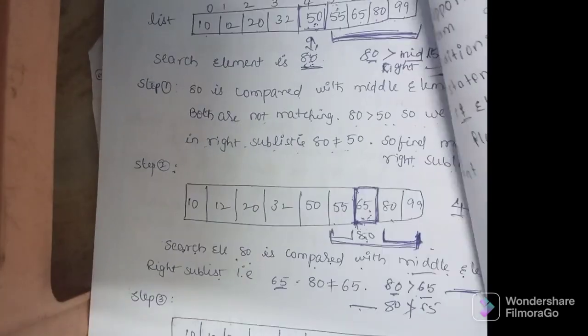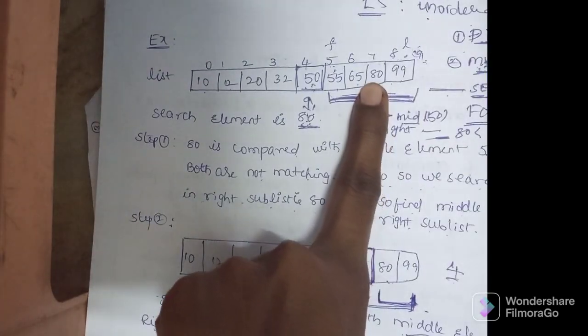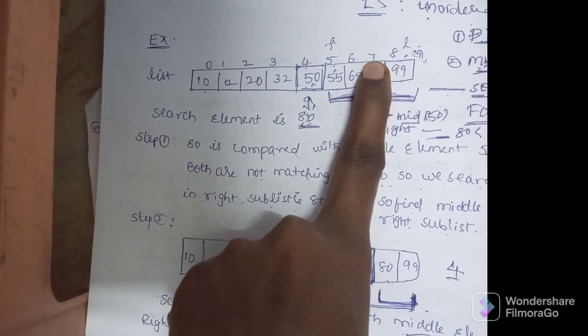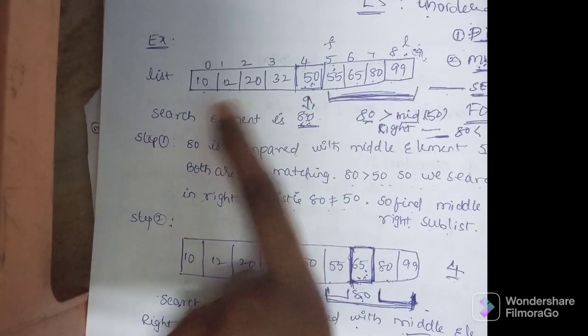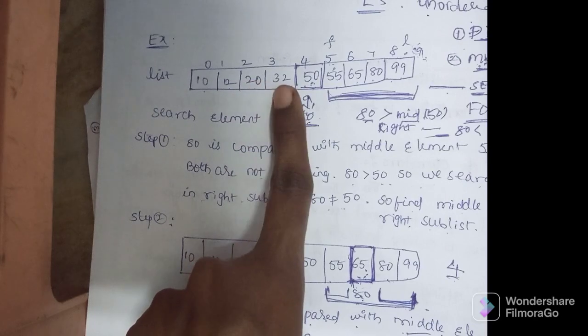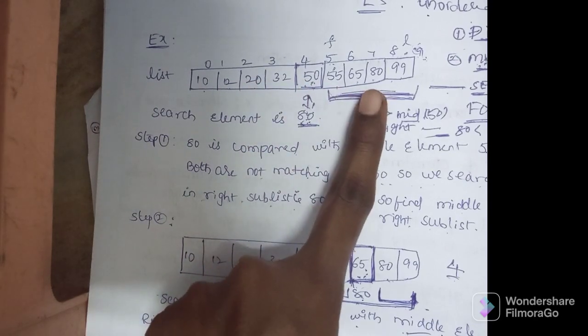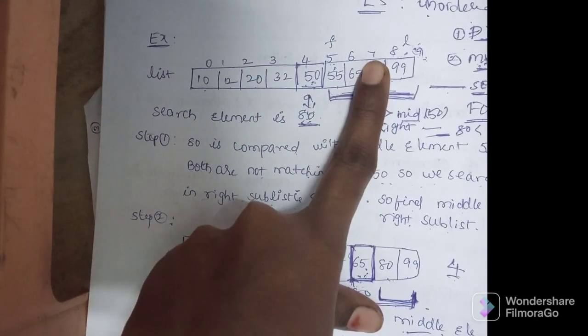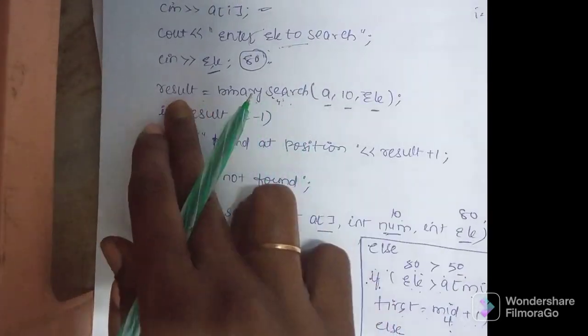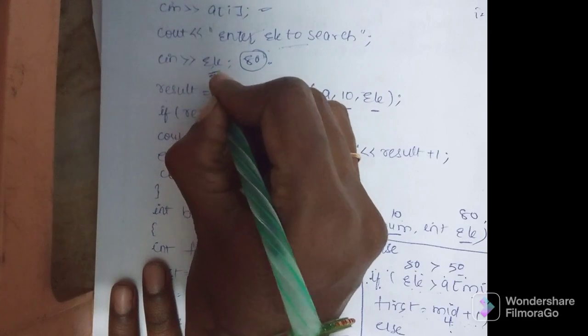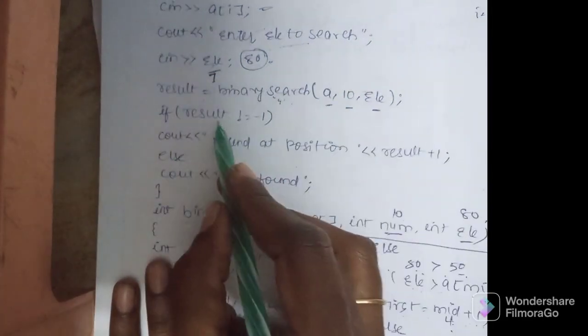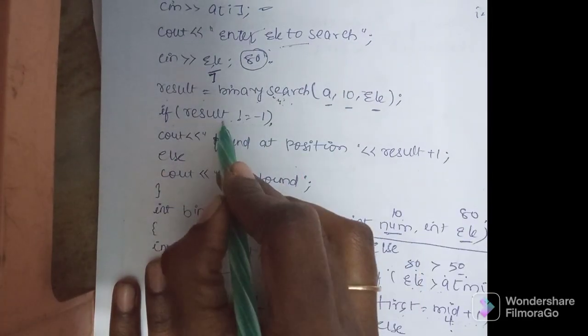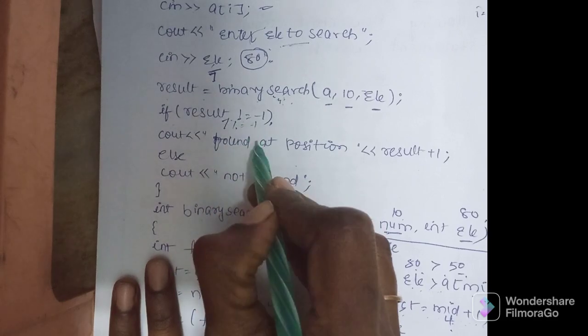That means where is the value the same? Our value is the same at location number 7. So the index is 7 but the element is at the 8th position: first position, second, third, fourth, 5th, 6th, 7th, 8th position has the element, but I am returning its index, so 7, right? So your result contains 7. If result is not equal to -1, 7 is not equal to -1, so go for the else part.